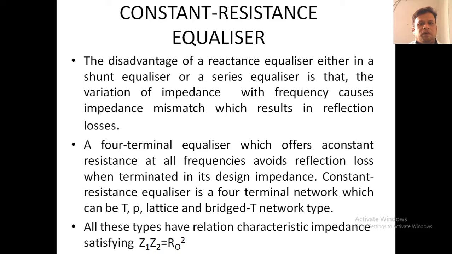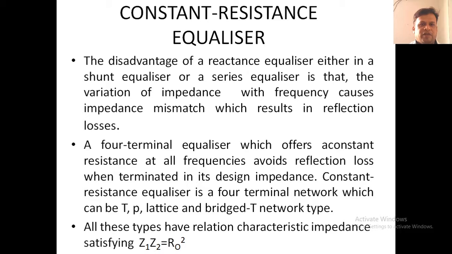What is the problem? When the reactance equalizer, either a shunt equalizer or a series equalizer, is used, the variation of impedance with frequency causes impedance mismatch, which results in reflection losses. So, in the constant resistance equalizer, we are studying about this disadvantage. Now, a 4-terminal equalizer which offers a constant resistance at all frequencies avoids reflection loss.